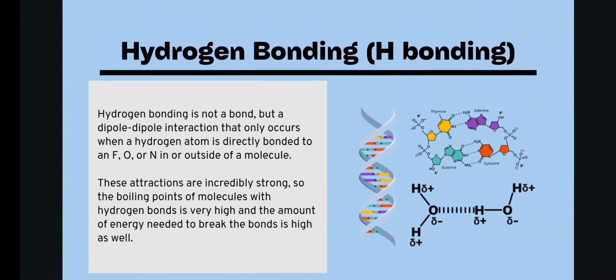Hydrogen bonding, or H-bonds. Hydrogen bonding is not a bond, but a dipole-dipole interaction that only occurs when a hydrogen atom is directly bonded to an F, O, or N, in or outside of a molecule. These attractions are incredibly strong, so the boiling point of molecules with hydrogen bonds is very high, and the amount of energy needed to break the bonds is high as well. On the image to the right, you can see H bonding occurring in human DNA.